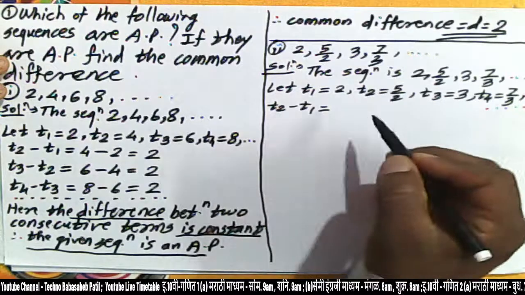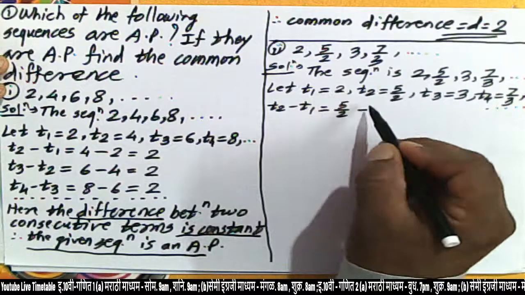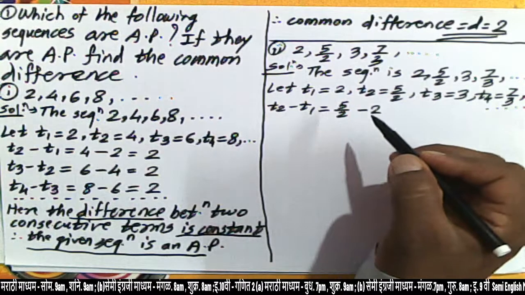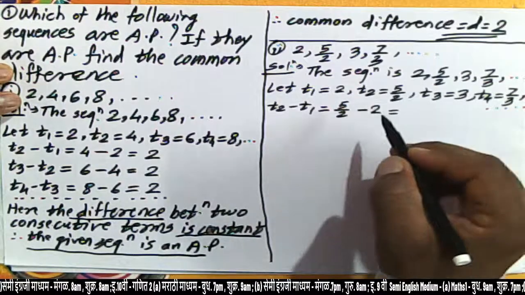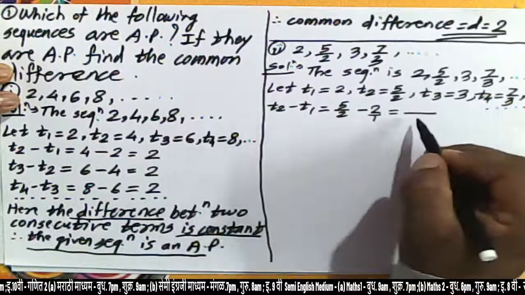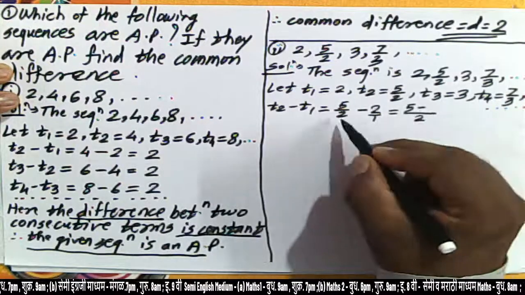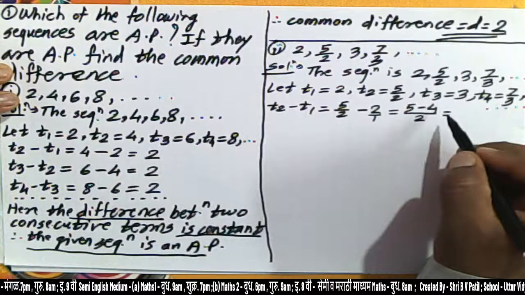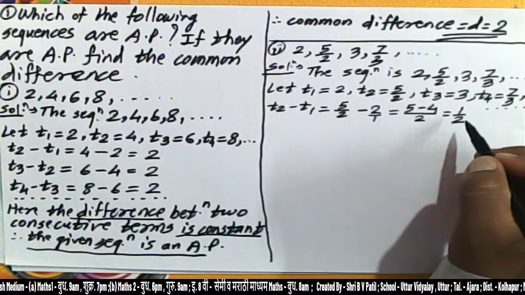T2 minus T1 is equal to 5 upon 2 minus first term is 2. Denominator is 1, then LCM of denominator is 2, then cross multiplication is 5 minus this cross multiplication is 4. Then subtraction is 1 upon 2.